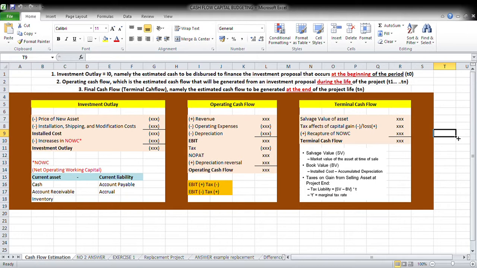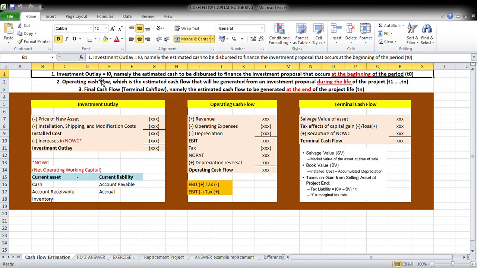I want to explain about the cash flow capital budgeting in week 7, and this is the end of our meeting this week before the midterm. Okay, I explain first about the investment outlay.